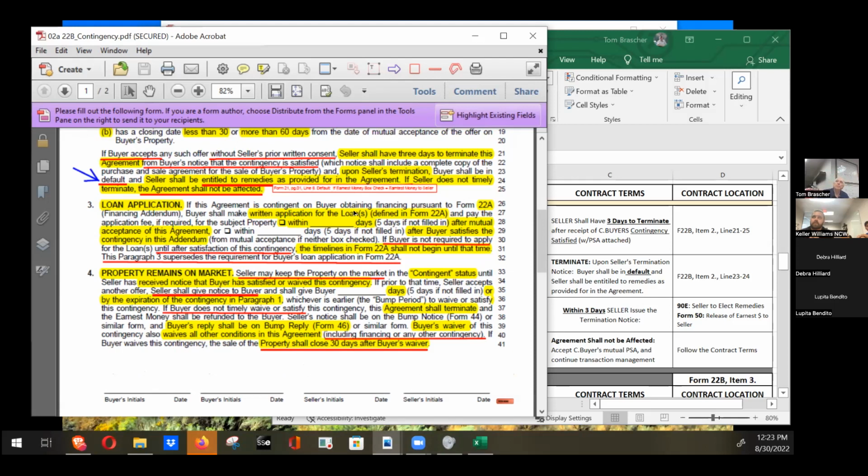This agreement is contingent on the buyer obtaining financing from 22A. The buyer shall make written application of the loan defined in 22 and pay the application fee required within, if you check this box, 5 days after mutual acceptance of this agreement, or 5 days after buyer's satisfying contingencies in this agreement. If neither box is checked, the buyer is not required to apply for the loans until after satisfaction of this contingency. The timelines in Form 22A shall not begin until that time. This paragraph 3 supersedes the requirements for buyer's loan application in 22A. Okay.